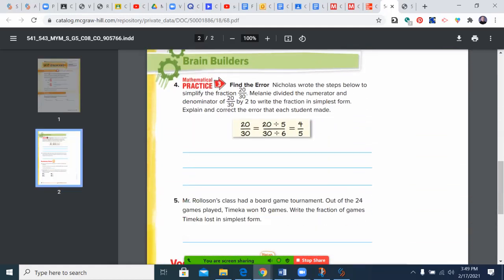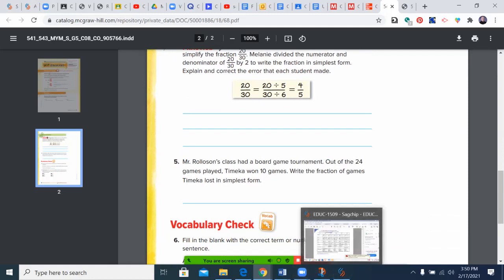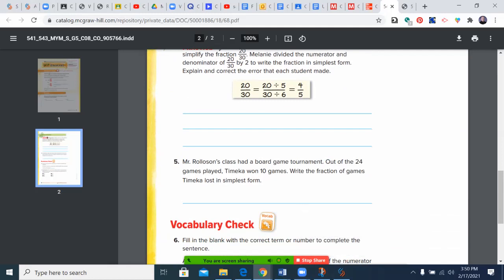There's an error here. Explain the issue. Write the fraction of the games to make it lost in simplest form. And if you're doing it on a Google form, use the backslash that's underneath your question mark as the divide for division. So it could look like 4/5, could look like this. That works for me if you're doing the Google form.